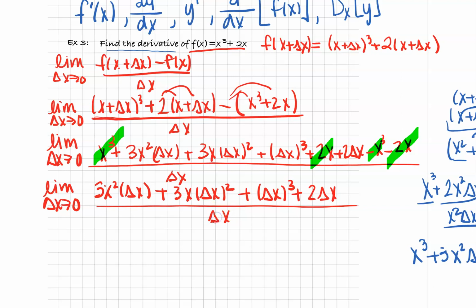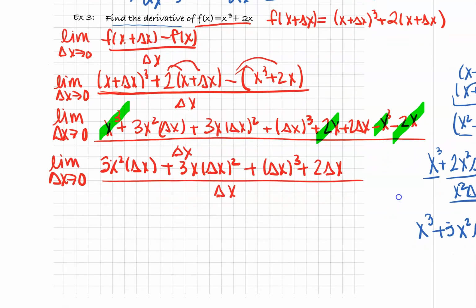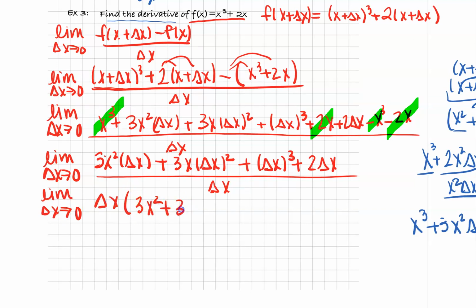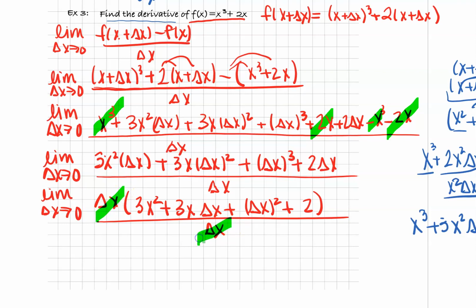Here's your next checkpoint. You should be able to factor a delta x out of each of your pieces. So this gives me the limit as delta x goes to 0, and I'm going to factor out a delta x out of everything. So I get 3x squared plus 3x delta x plus delta x squared plus 2 all over delta x. So you can see I was able to factor it out of every term. Now I can cancel on top and bottom.